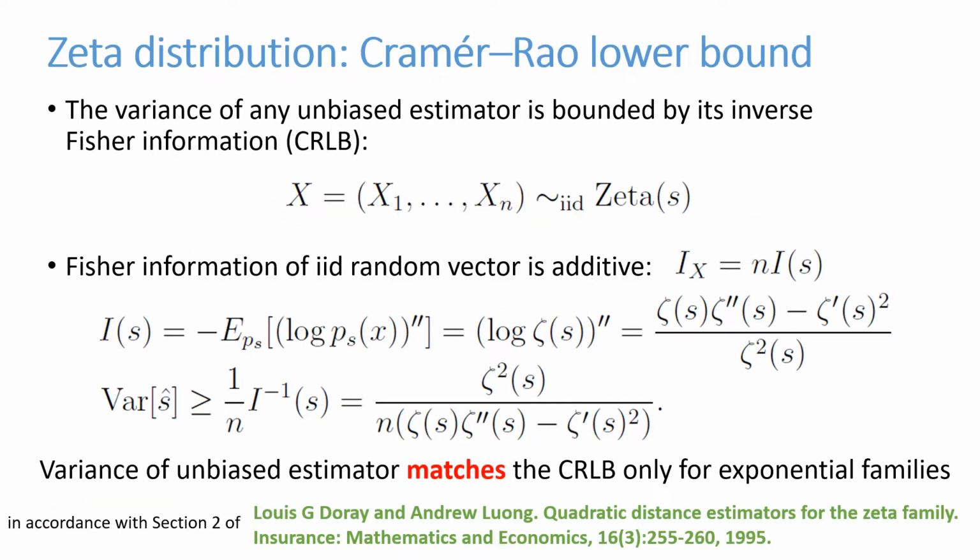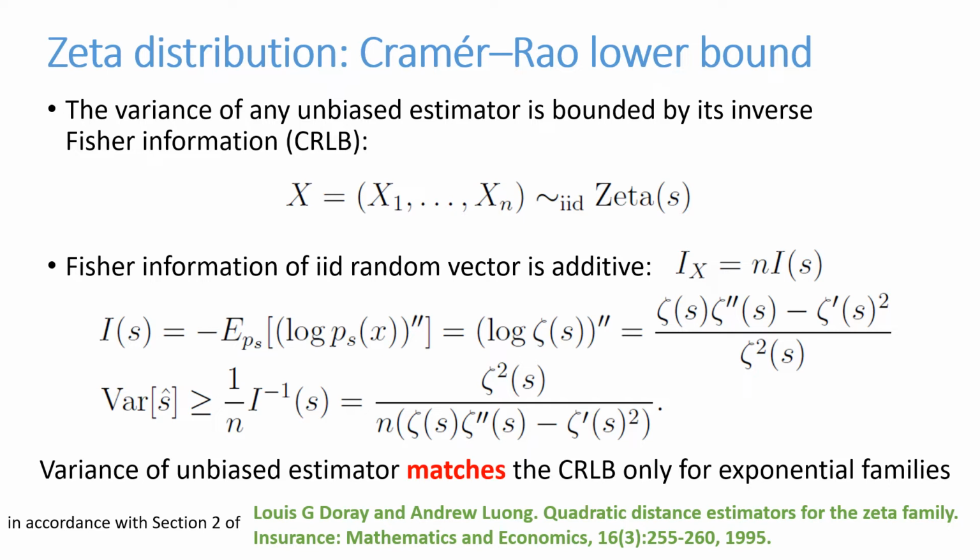The Fréchet-Darmois-Cramér-Rao lower bound gives the variance of any unbiased estimator as at least the inverse of the Fisher information. Since the Fisher information of an independent and identically distributed random vector is additive, the Fisher information of an n-dimensional random vector is just n times the Fisher information of the zeta distribution. Thus, we obtain the following variance of the MLE expressed using the zeta function and its first and second derivatives. Notice that this Cramér-Rao lower bound is tight only for exponential families.